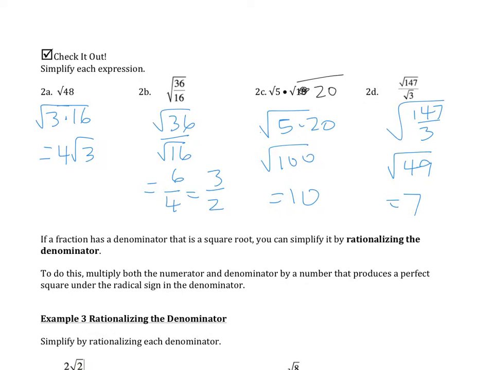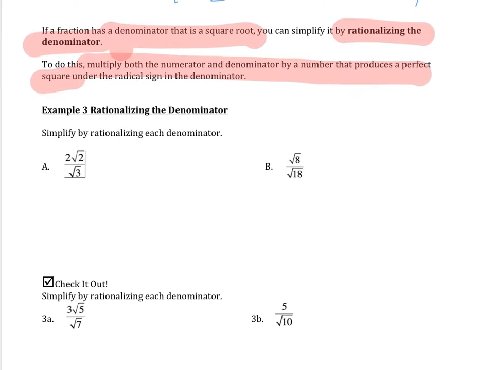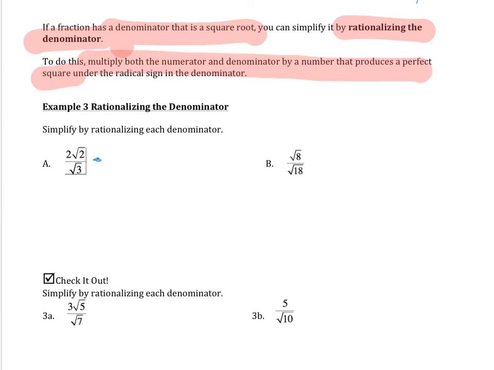Okay, when you have a denominator with a square root, it's called rationalizing the denominator, getting rid of that square root. In order to do that, we must multiply by some number so that we produce a perfect square under the radical. So in this first one, I'm going to multiply by the square root of 3 over 3. And you've got to multiply both the numerator and the denominator by that.